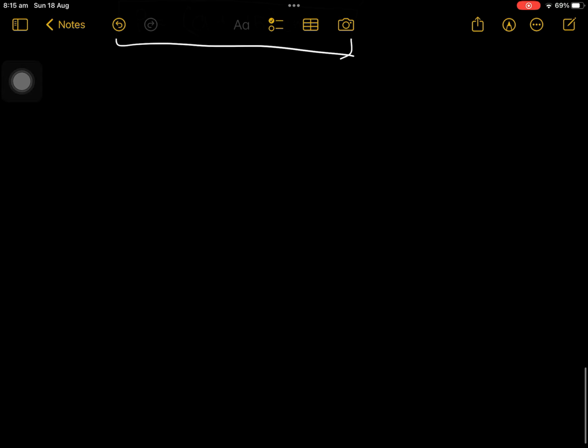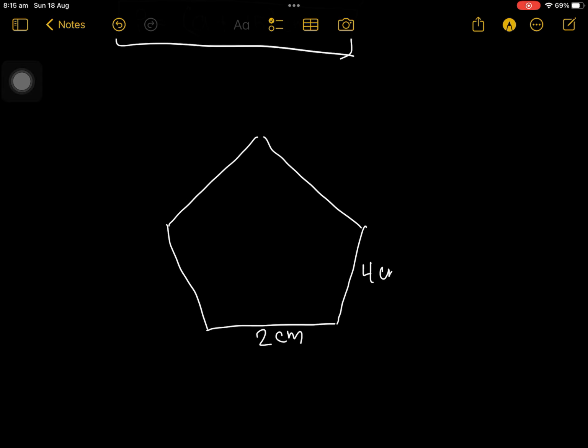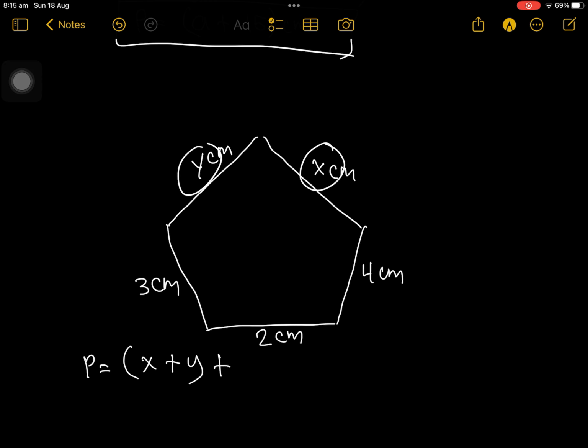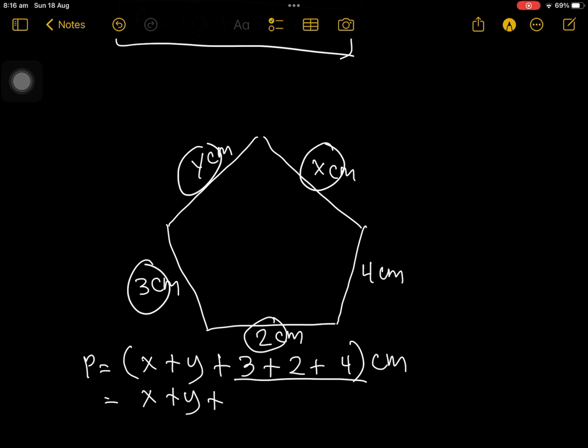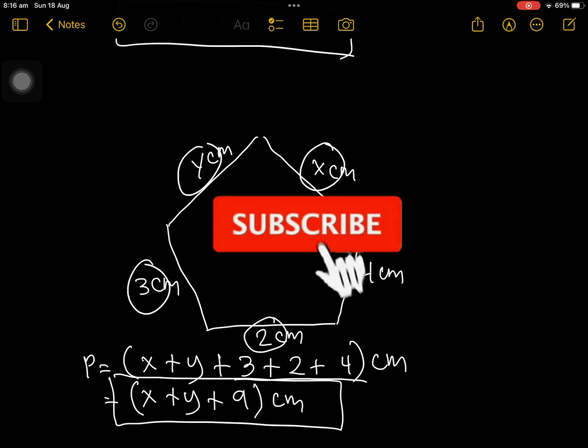So let's say you have this shape. Let's say this is 2 cm, 4 cm, x cm, y cm, and 3 cm. Again, the same question: you are looking for the perimeter of the shape. So you start with x. As I've said earlier, it's better if you put your answer in alphabetical order. So we can say x plus y plus 3 plus 2 plus 4 cm. Then simplify: x plus y plus 3 plus 2 plus 4 is 9. Put it in a bracket, cm. And this is the perimeter of this shape in expression form.